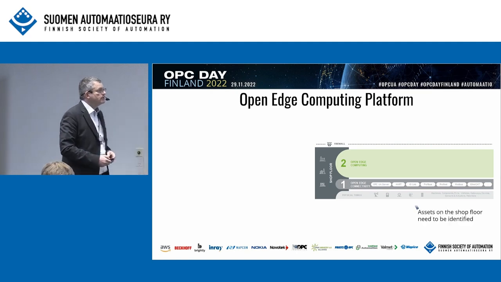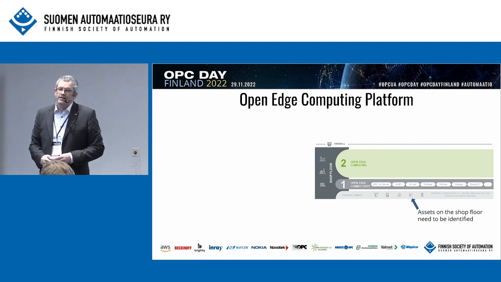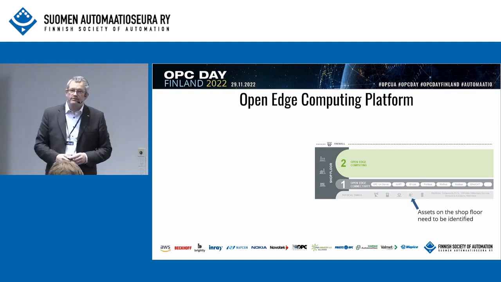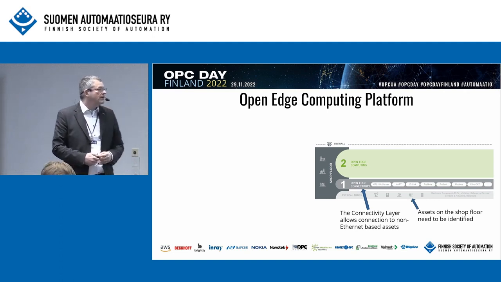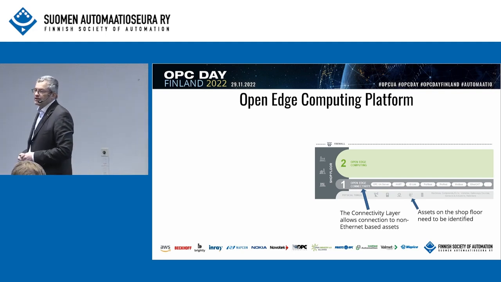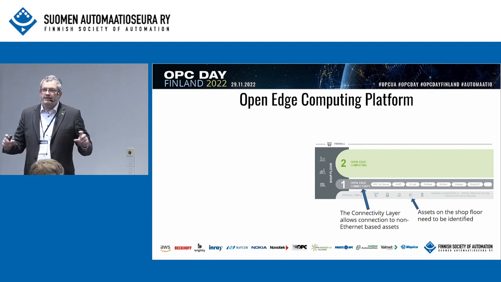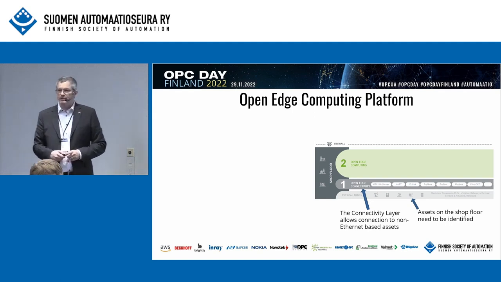Talking about layer 2, of course, we do have assets on the shop floor which need to be identified. So we want to identify them. We want to read data from them. Maybe we want to write data to them, depending on the use case, of course. We might have the connectivity layer. I mentioned that already. Think about Profibus interfaces or think about CAN interfaces. So you might need some Ethernet device in between to make it accessible from a standard open edge computing platform.